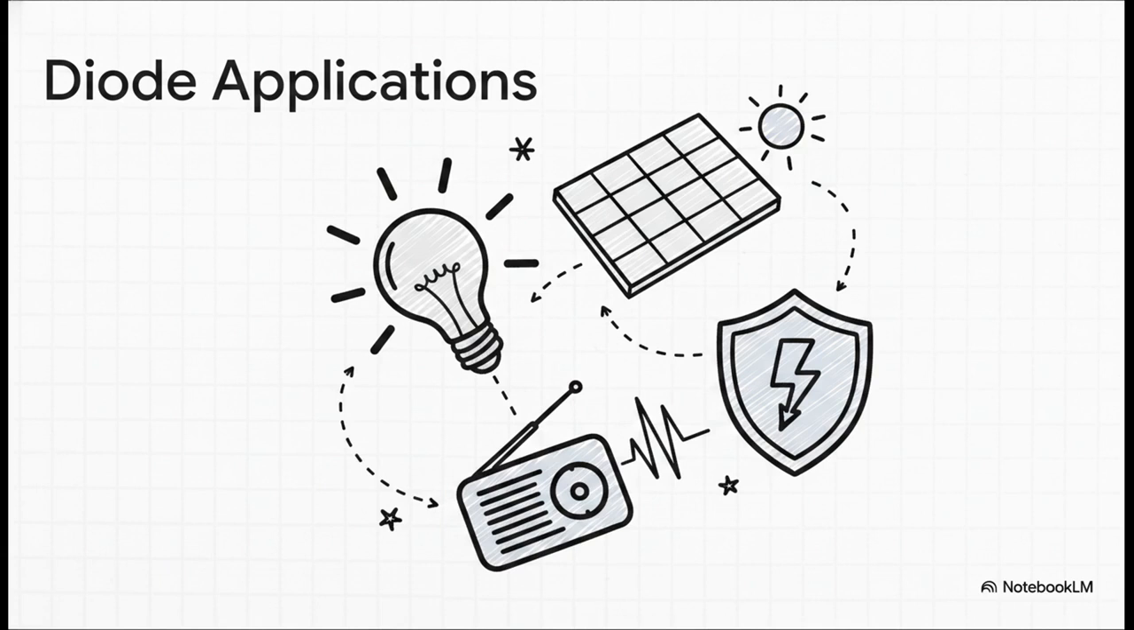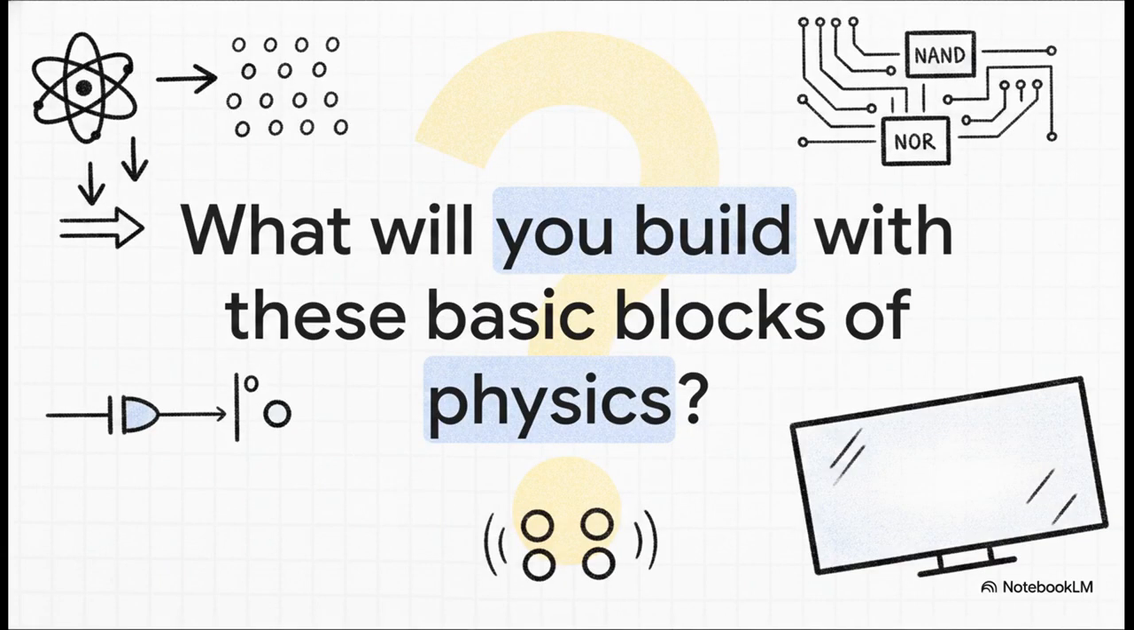Just adding a tiny impurity to a piece of pure silicon cascades into an entire technological revolution that quite literally lights up our world. So, we have traveled from the basic atomic structure of an insulator all the way to the incredible one-way valves that regulate our power and compute our data. From a single microscopic electron hole to the exact logic gates powering the screen you are looking at right this second, the possibilities are just endless. It all starts right here. What will you build with these basic blocks of physics? Thanks so much for joining me on this explainer, and keep exploring.